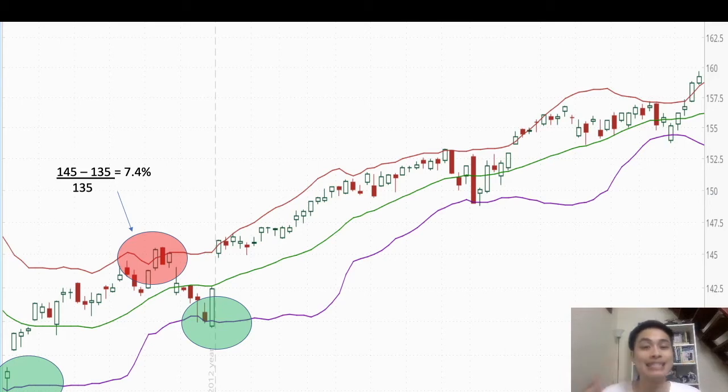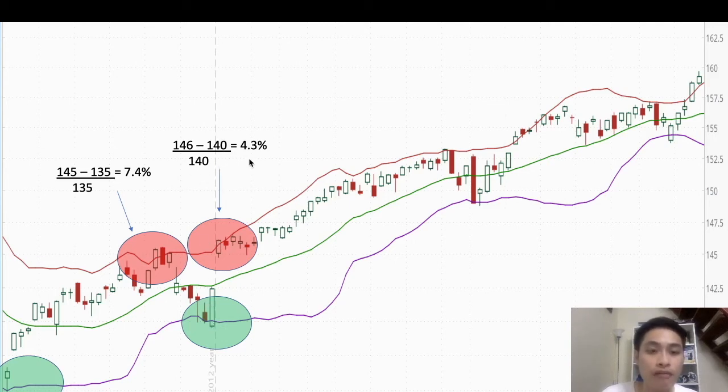This is just using the Bollinger Band as a trading strategy. So we will have sold it around here, at 146. So here will be 146 minus 140, because you bought at around here, which is around 140, divided by 140, because this is the original price we paid. So we will have made 4.3% in this trade, right?